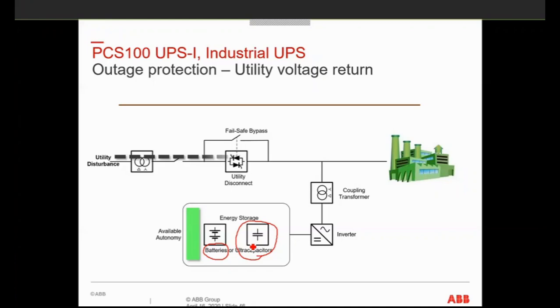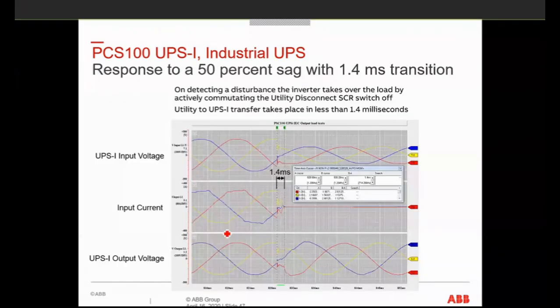So what does it mean? How fast is the response time of the PCS 100 UPSI? If there is a power fluctuation, or in an event that the UPSI will be used, we will have a correction time of 1.4 milliseconds. This 1.4 milliseconds is so fast, it's actually less than 1/8 of a cycle.